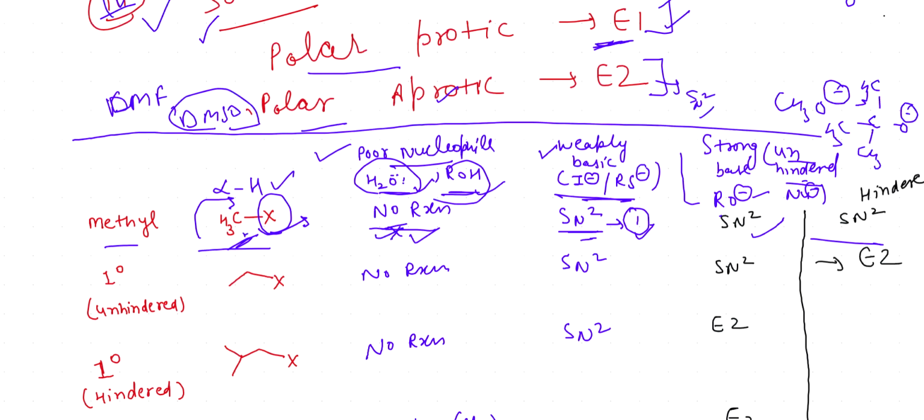Okay. The second case I am using is primary alkyl halide, which is unhindered. There is no steric hindrance. Clear? When there is no steric hindrance, it can undergo SN2 mechanism. Clear? Same, if the nucleophile is poor, it will not attack, it will not undergo any kind of reaction. If the strong base is used when it is unhindered, such as CH3O negative, again it will undergo nucleophilic substitution reaction via SN2 mechanism.